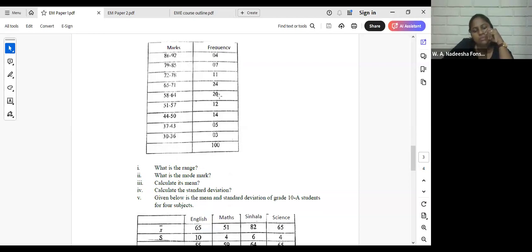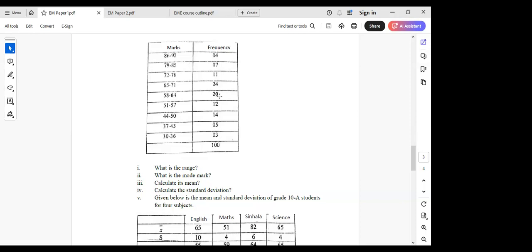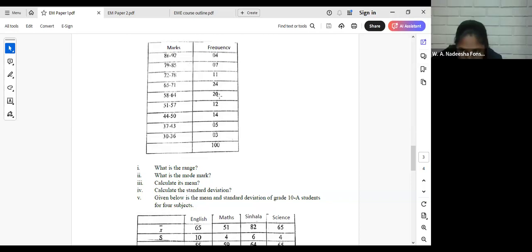Then what is the mode mark? Yes, the modal class is 65 to 71. It means the class with the highest frequency, 65 to 71. That is the class. Then we have to find the mode mark.